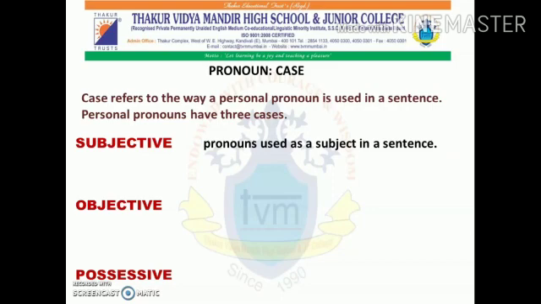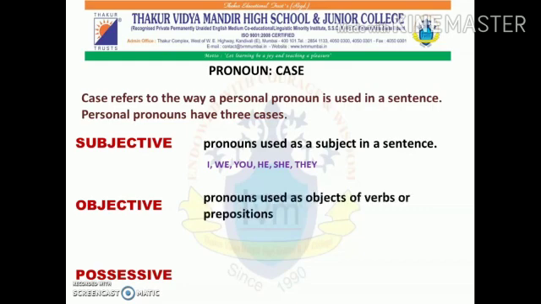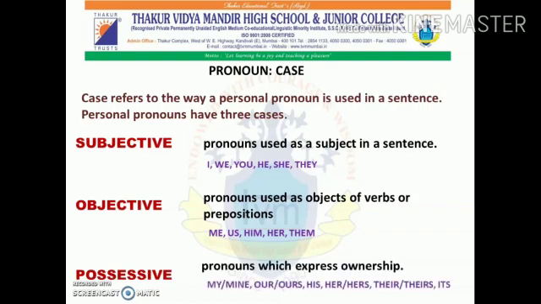Pronouns used as a subject in a sentence are said to be in the subjective case. For example, I, we, you, he, she, they. Objective case: pronouns used as objects of verbs or prepositions. Examples: me, us, him, her, them. Now, possessive case: pronouns which express ownership. Example: my, mine, our, ours, his, her, hers, their, theirs, its.